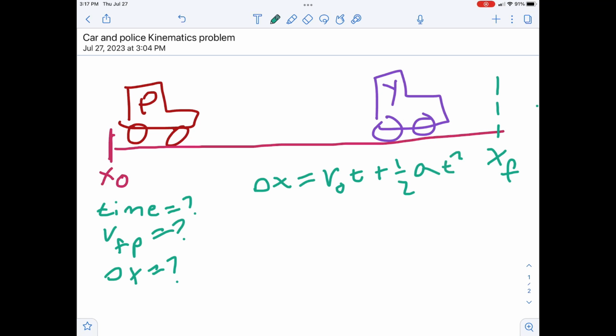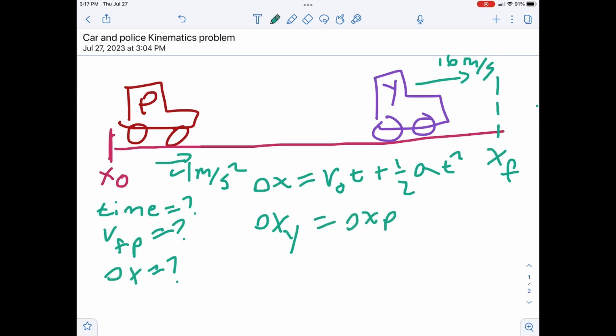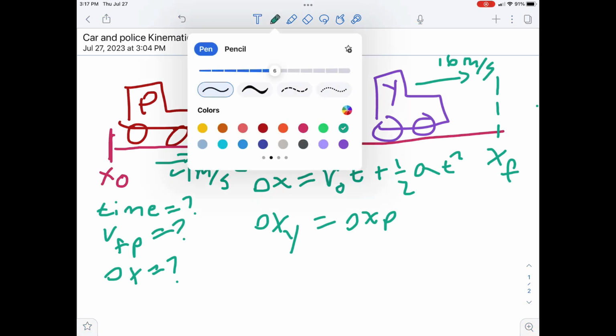So to assign some values to these cars, I'm going to say the police car is accelerating at a rate of 4 meters per second squared, and that my car is moving at 16 meters per second. So we know that both of these cars' displacements have to be equal. So we can say that the displacement of me has to equal the displacement of the police car. So now let's substitute in our values.